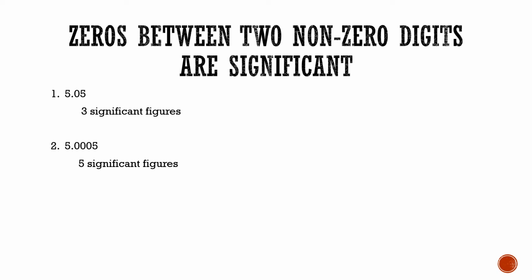Similarly, the other example is 5.005. Here also these two zeros are between 5 and 5 and they are counted in the significant figures, and the total that the number has is four significant figures.